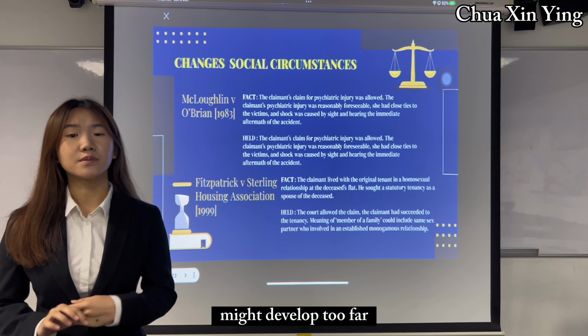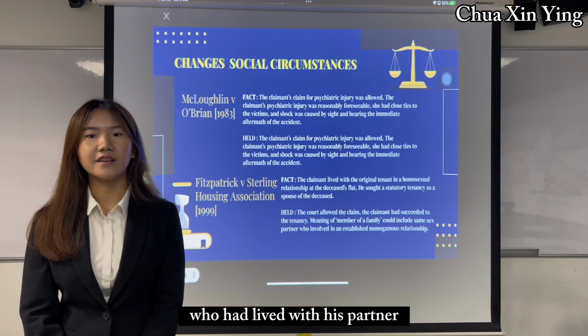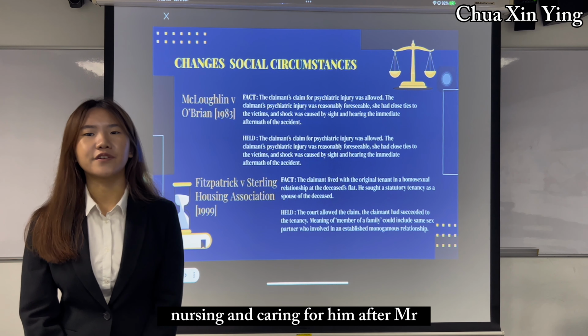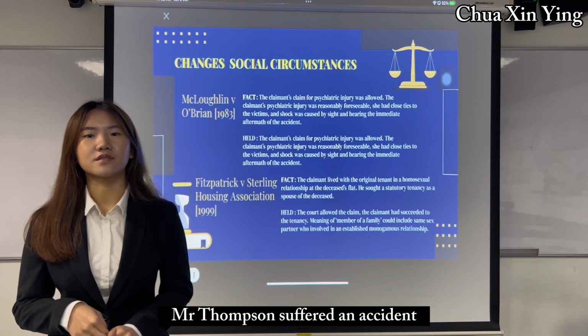This case concerned a homosexual man, Mr. Fitzpatrick, who had lived with his partner, Mr. Thompson, for 18 years, nursing and caring for him after Mr. Thompson suffered an accident which caused irreversible brain damage and severe paralysis. Mr. Thompson was the tenant of the flat. After the tenant's death, he sought a statutory tenancy as the spouse of the deceased. He sought a declaration that he had succeeded to the tenancy under the Rent Act 1977 as amended.